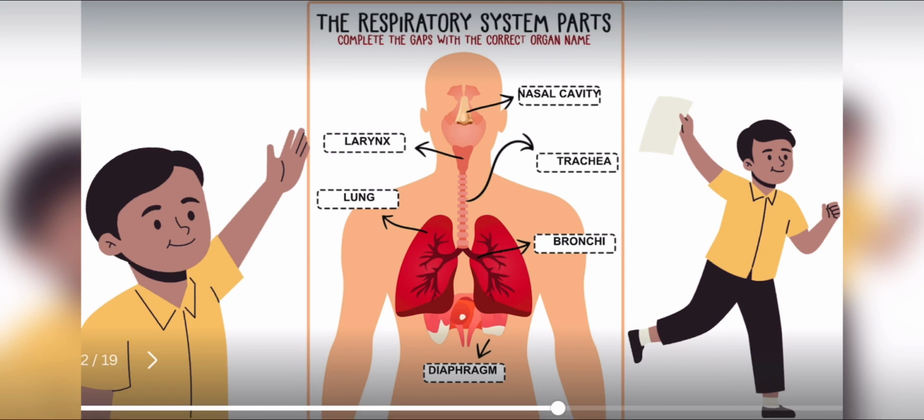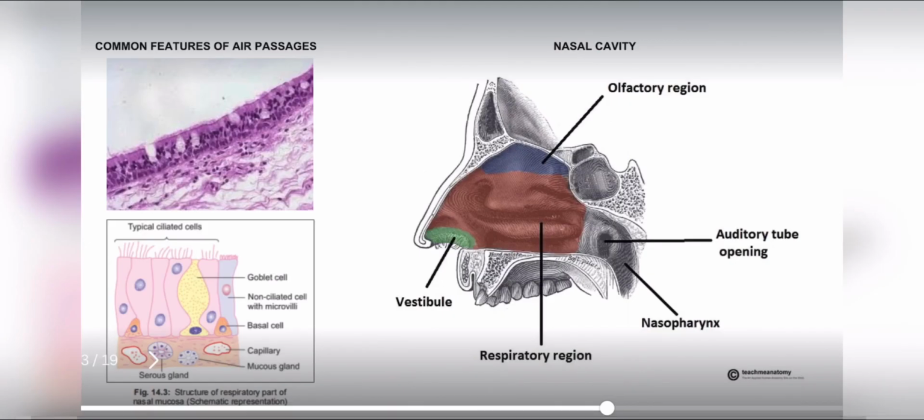To start off our lesson today, we are going to learn the common features of air passages. You are seeing the picture, the histological feature of an air passage. The interior of the passage is lined over most of its extent by pseudostratified, ciliated, and columnar epithelium. The epithelium is kept moist by the secretions of numerous serous glands.